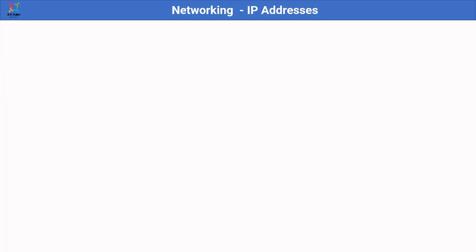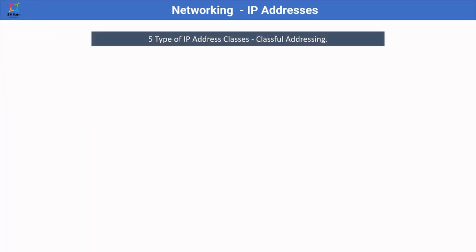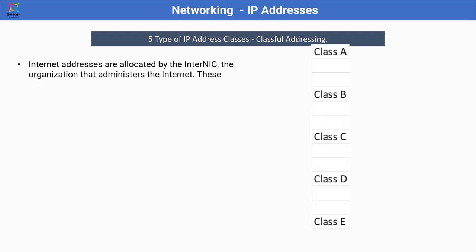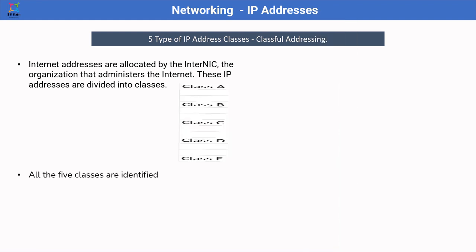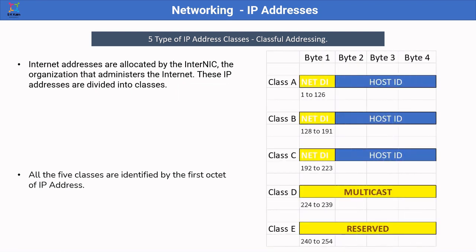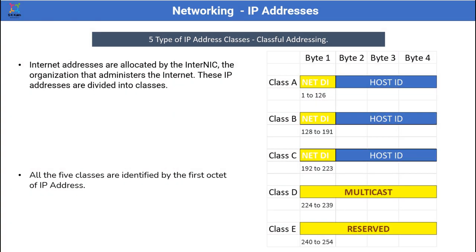There are 5 types of IP address classes: class A, class B, class C, class D, and class E. The IP addresses are allocated by the Internet authority, an organization which administers IP addressing. The IP addresses are divided into classes. All these 5 classes can be identified by the first octet of the IP address.